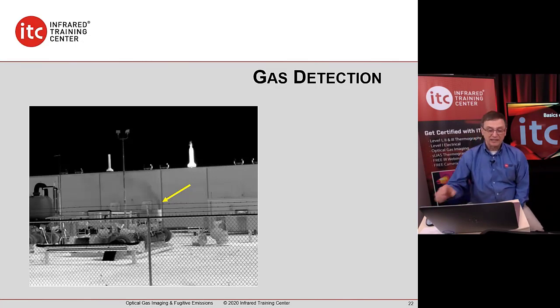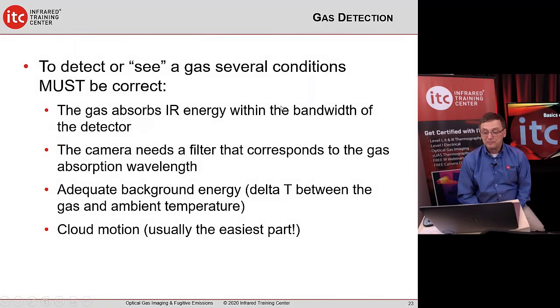So how do we detect gas? Where the yellow arrow is, that is a methane leak, a natural gas leak. That was taken with a long wave camera. We do have our GF77 camera out now. That is a very portable, less expensive, more affordable camera, and it can detect some pretty impressive leaks. Very nice camera. But to detect or see a gas, several conditions must be correct.